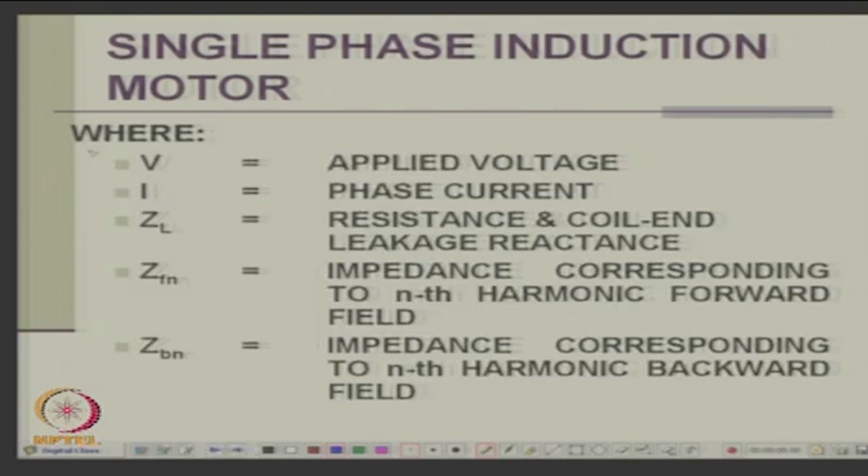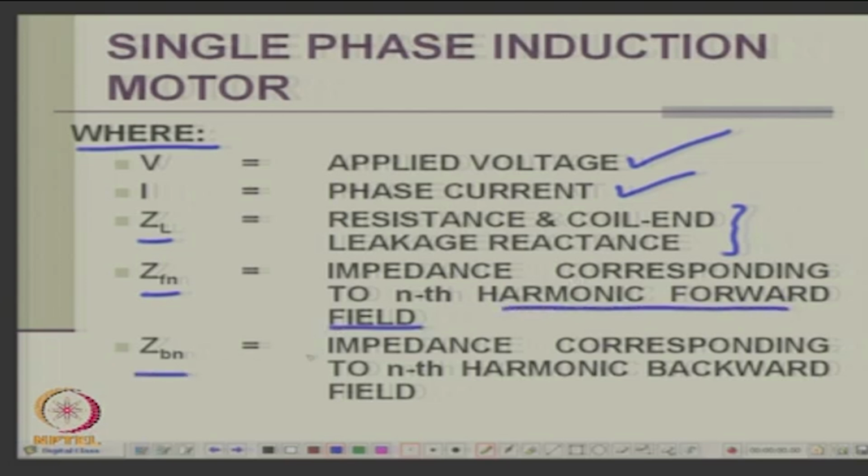Okay. So, we can now say a single winding excited by current with applied voltage V, a phase current I, will have a ZL which will be resistance and coil end reactance. So, it will not include the leakage reactance due to harmonic fields that may go into its own air gap fields. ZFN is called the impedance corresponding to nth harmonic forward field, ZBN the impedance corresponding to nth harmonic backward field. Okay? ZFN, ZBN. I want you to understand each step which I am taking, do not skip. If you do not understand, please stop me, right?